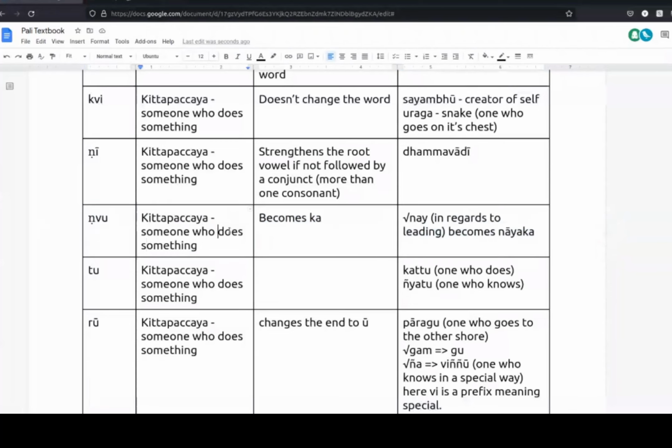Someone who does something. Here it means someone who does something. Because you know it means someone who does something, and this is in regards to leading, then you already know what this means. You're able to make your definition from the root. This is the power of knowing roots.